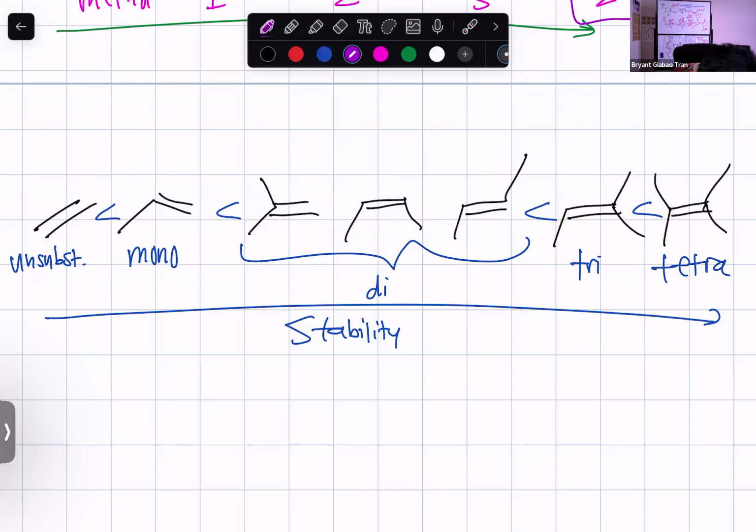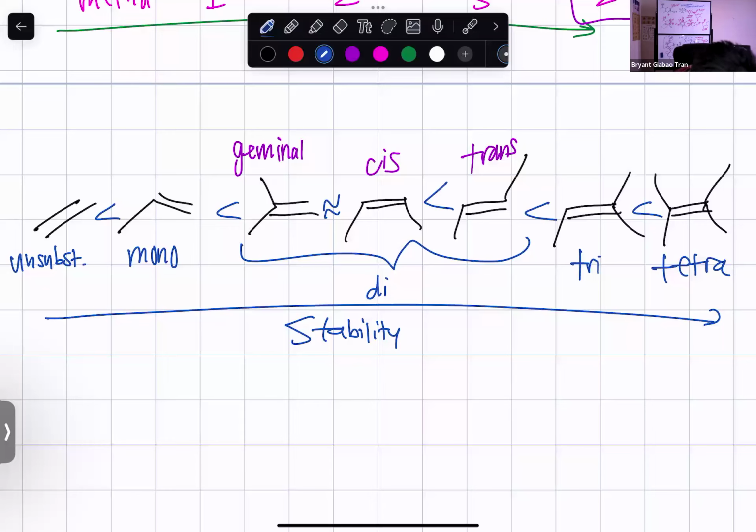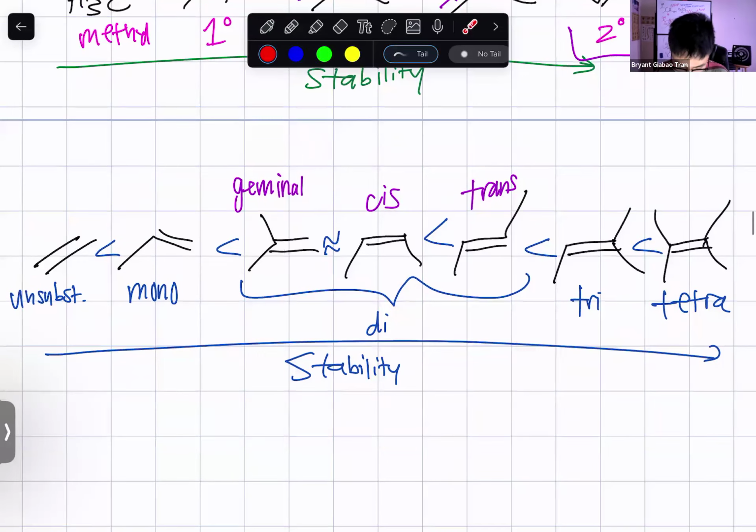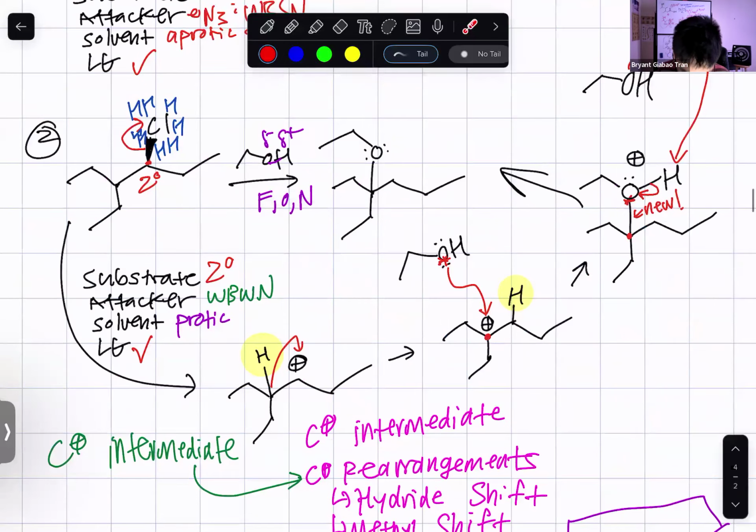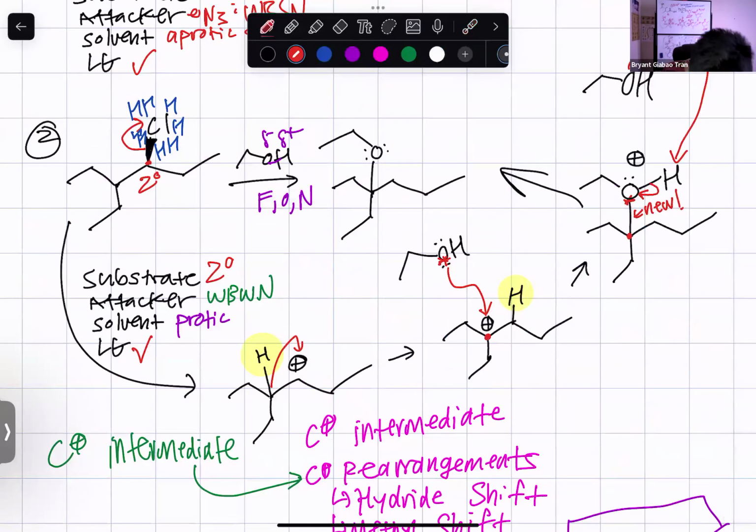Specifically, this right here is called geminal. This is cis, and this is trans. Geminal and cis alkenes will have similar stability, but trans alkene is going to be more stable than cis alkene because of steric hindrance. So the SN1 product that we did is going to be this right here.